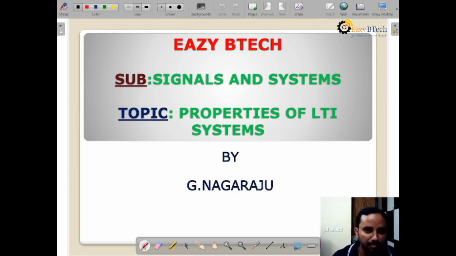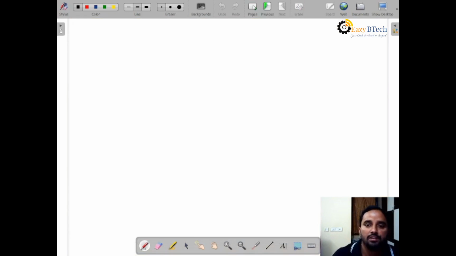Let's start our session. Properties of LTI system. So in the previous session we already discussed some properties like commutative property, associative property, distributive property, step response. All those we discussed. Now we are going to see a continuation of the previous session. Still we have some more properties. So in the previous session we discussed step response.